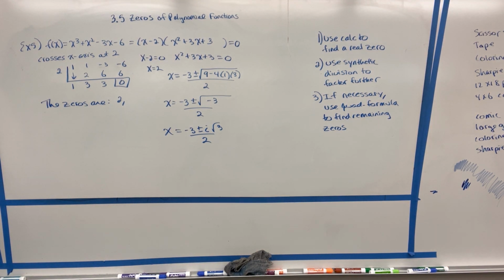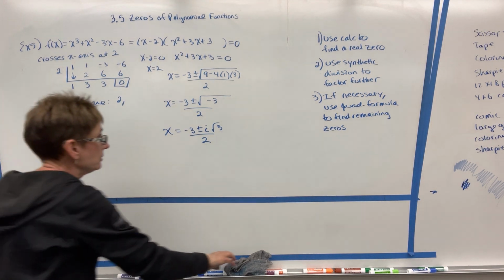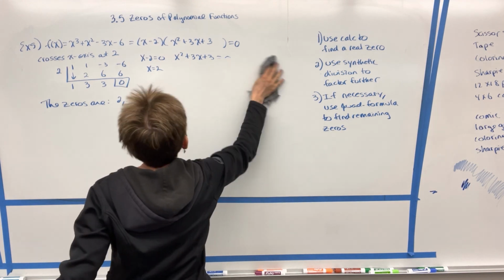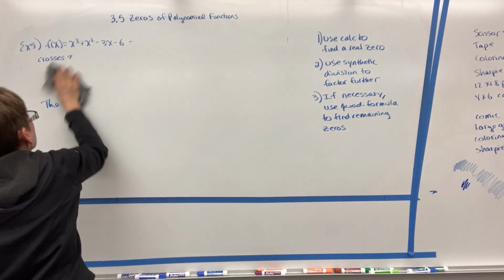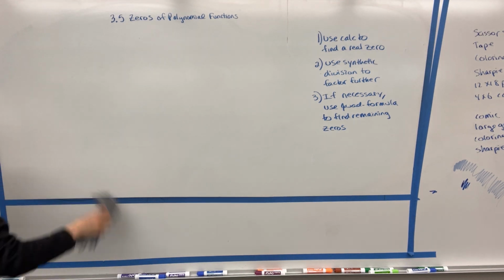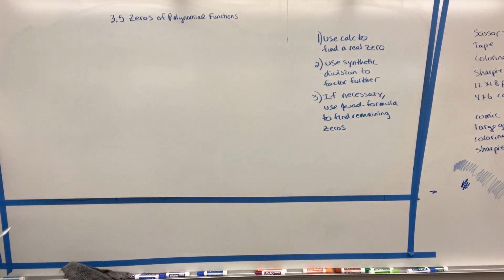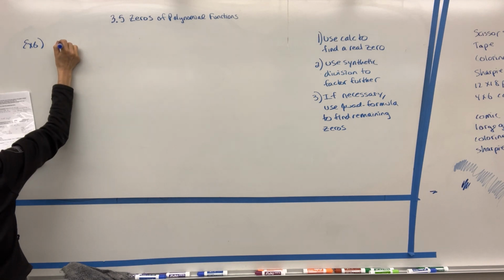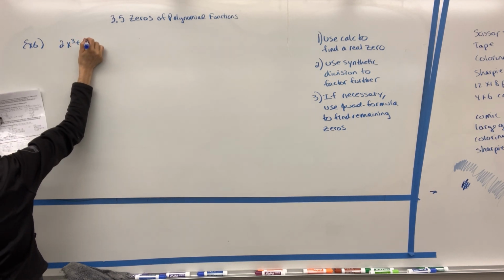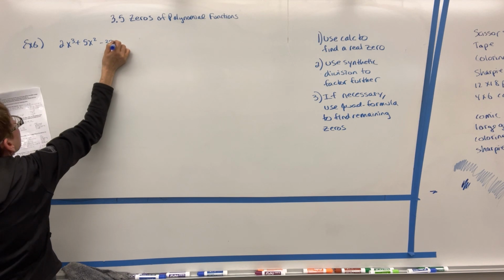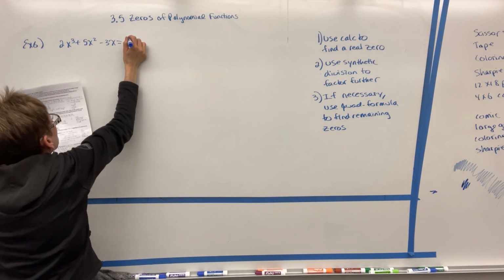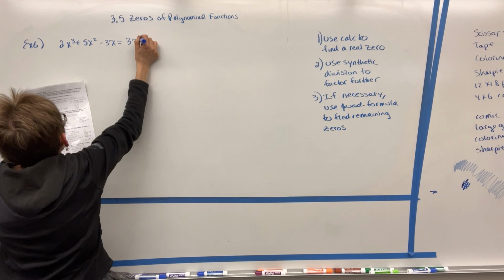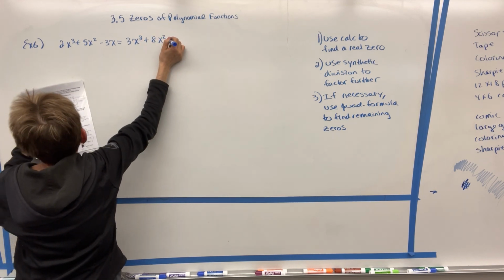All right, let's do another example here. I think we're going to do 2 more examples, just to make sure that you really understand this. So we want to find the x values that are solutions to the equation 2x cubed plus 5x squared minus 3x equals 3x cubed plus 8x squared plus 1.